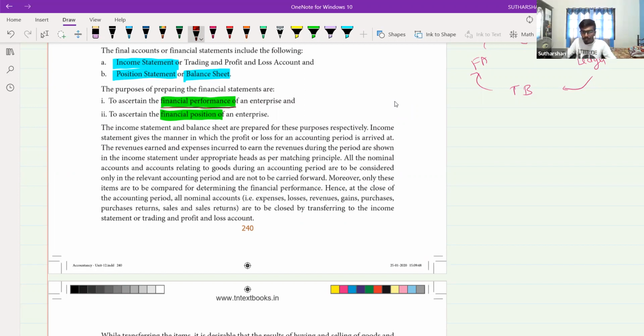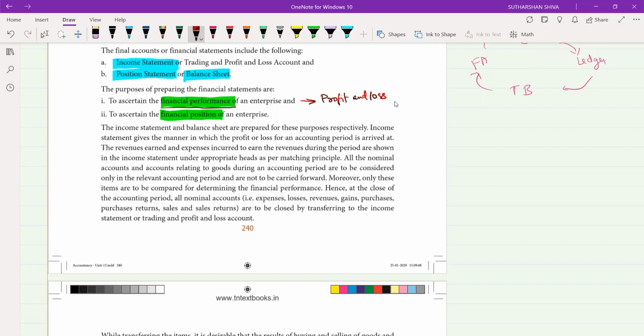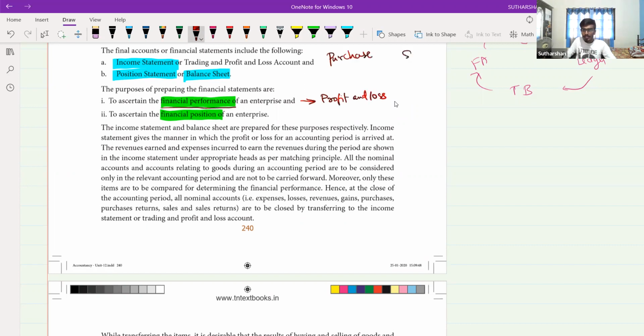What is the financial performance? Financial performance: again and again, we are concerned about the profit and loss account. Why am I not saying trading account? We are not majorly focusing on the trading account. Why are we preparing a trading account? Because we are purchasing some goods and selling some goods. On purchasing, I can spend 1,000. On selling, I can sell it for 2,200. I will have 200 as my gross profit. This is the major reason to prepare a trading account.